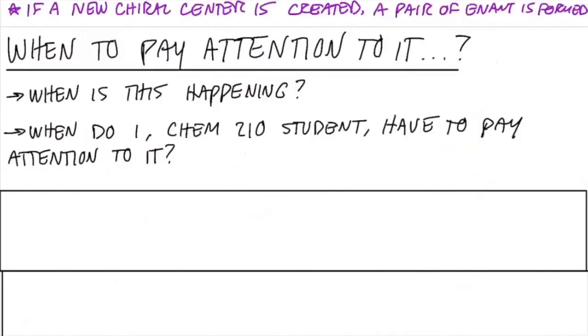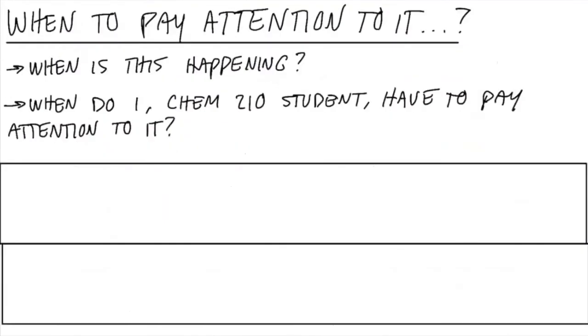So what does this mean to you? When do you need to pay attention to it? So let's think about, when is this really happening? It's happening. It's always happening. It's just a totally random chance that we are going to get a 50-50 mixture all the time when we do a reaction like this with a carbocation. But it gets to be a little bit cumbersome to think about it all the time. So when do you, my lovely Chem 210 students, actually have to pay attention to it? That'll be only when I tell you to.